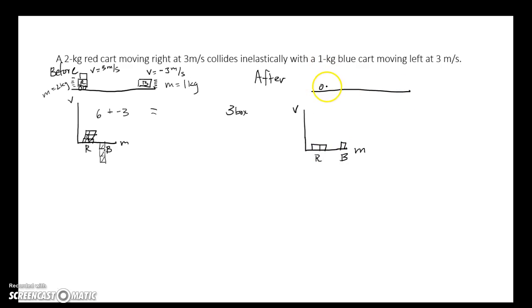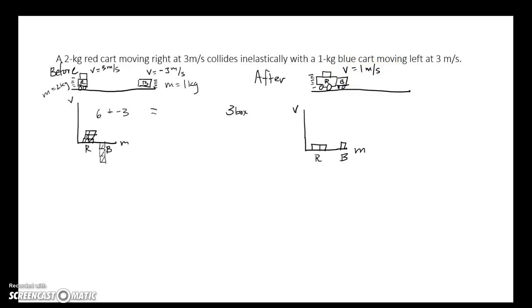So let me just draw that out. And because it's an inelastic collision, we know that we have the red cart connected to the blue cart, and they are moving in the positive direction. That means they're moving right, and it looks like they're both traveling 1 meter per second.